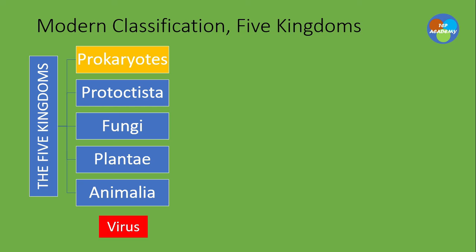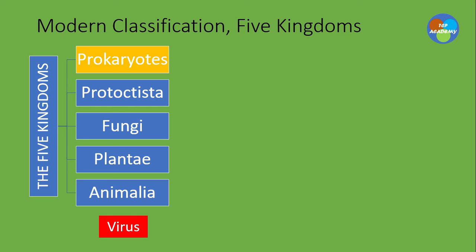Now, modern classification uses a five kingdom approach. And the five kingdoms speak to prokaryotic organisms, which are organisms without organelles in a membrane. Then we have the protists and the fungi and plantae and animalia. Now, if you observe, virus here is in red. They are of importance to man. However, it is important to note that they are not a kingdom in themselves.